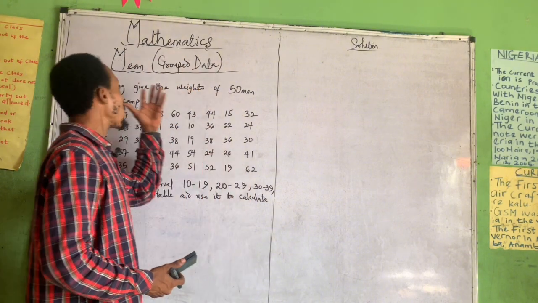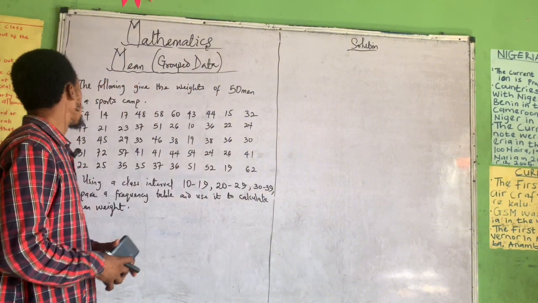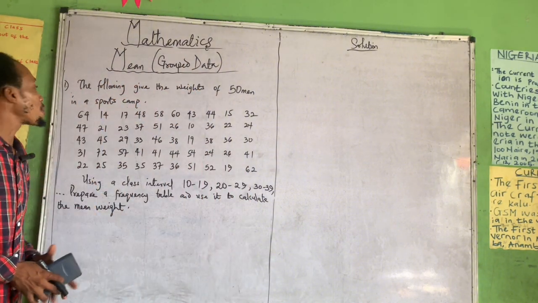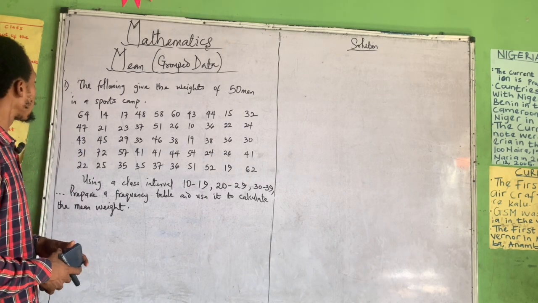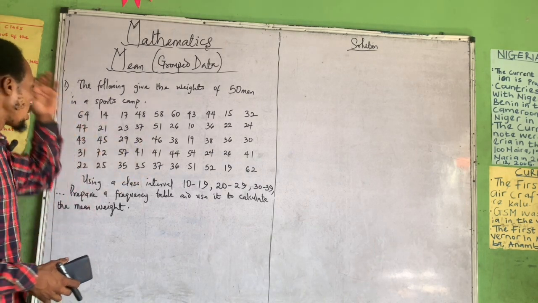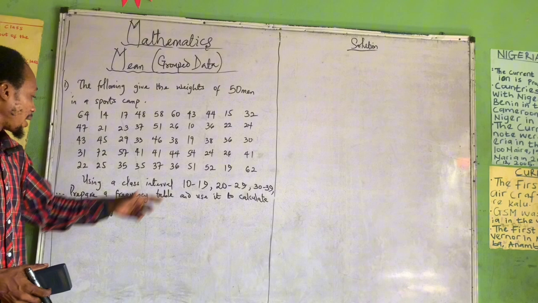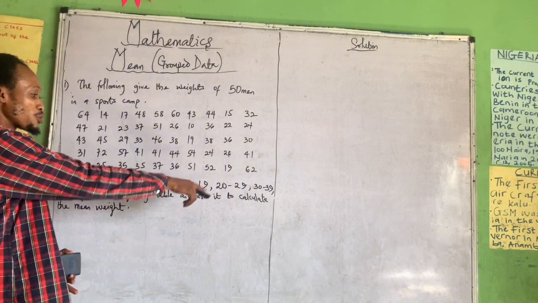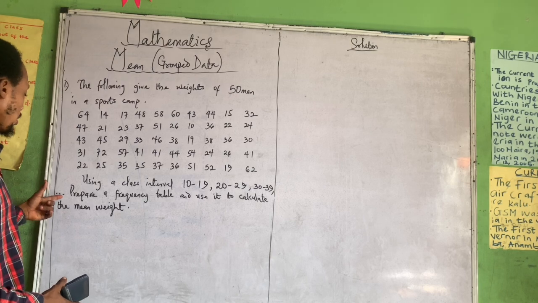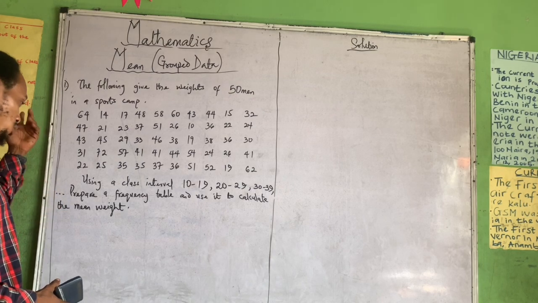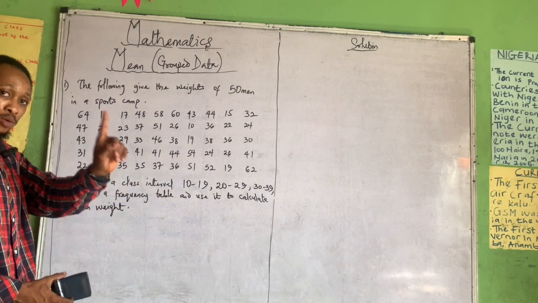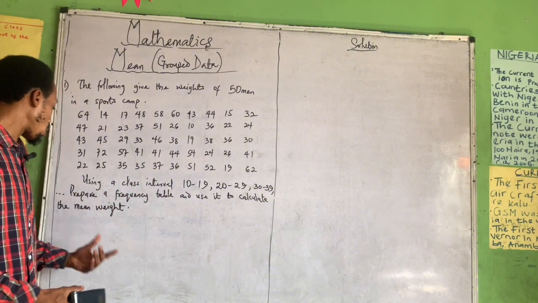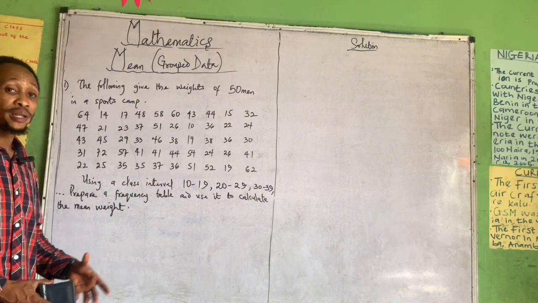So we have mean of grouped data today. The following give the weight of 50 men in a sport camp. So these are the data for 50 men in a sport camp. Now using a class interval 10 to 19, 20 to 29, 30 to 39 and so on, prepare a frequency table, number one, and use it to calculate the mean weight.